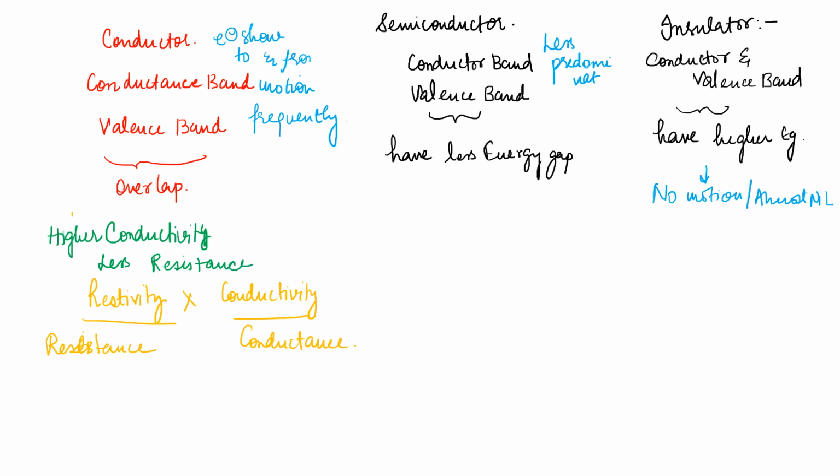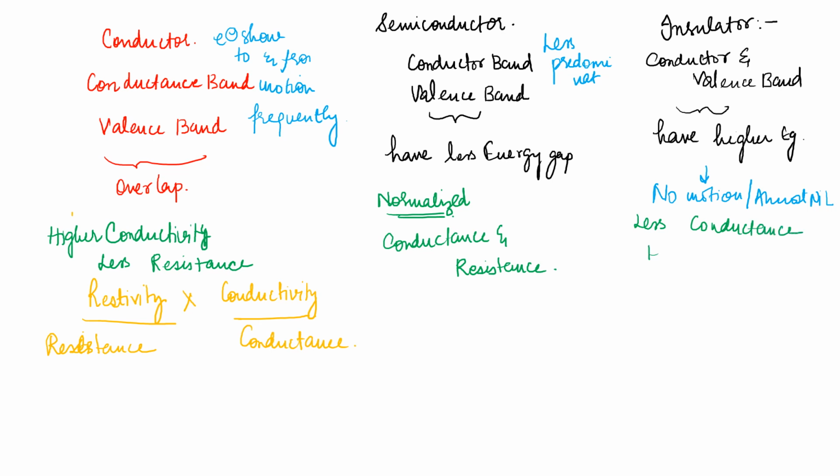Now we will see in semiconductors, conductivity is made higher by adding impurity. So resistance is there, but both are in a normalized way. By adding impurity, we can make our semiconductors conducting in nature. So some amount of conductivity is there and some amount of resistance is there. In case of an insulator, lower is the conductance and higher is the resistance.